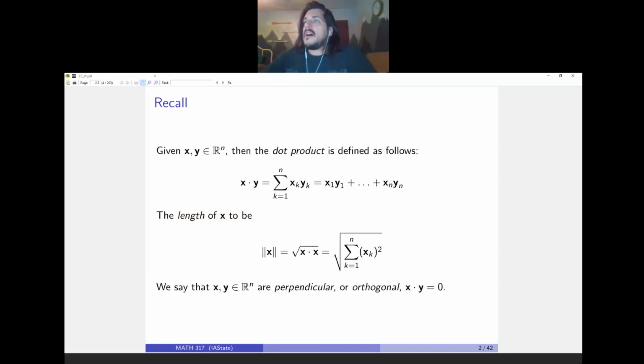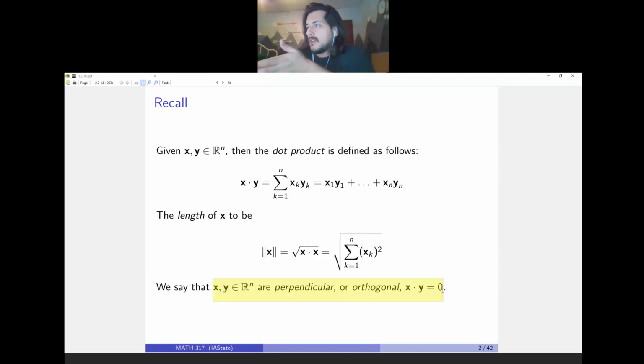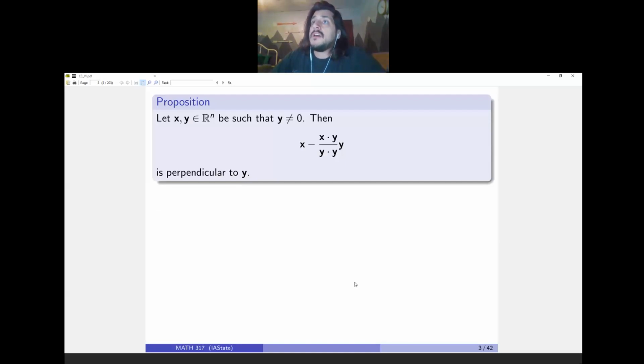While we talked about how you can use the dot product to define the angle between any two vectors, the main thing we usually care about is when things are perpendicular to each other, forming a right angle. The fancier word for that is orthogonal. That happens when the dot product is 0. One of the main things about perpendicularity and dot products is that given any two vectors, we can project one onto another, and here is the nice formula for it.